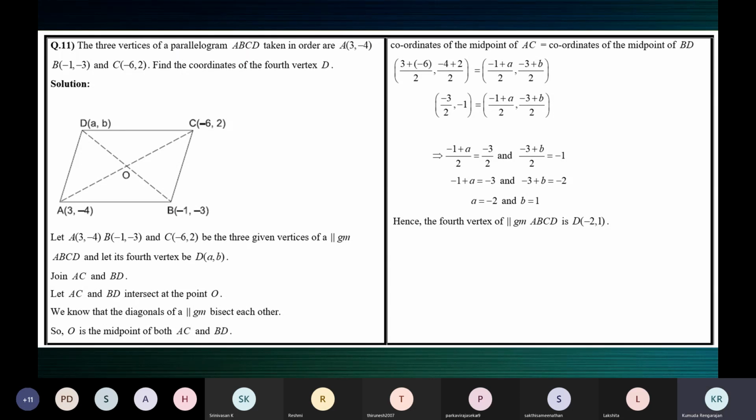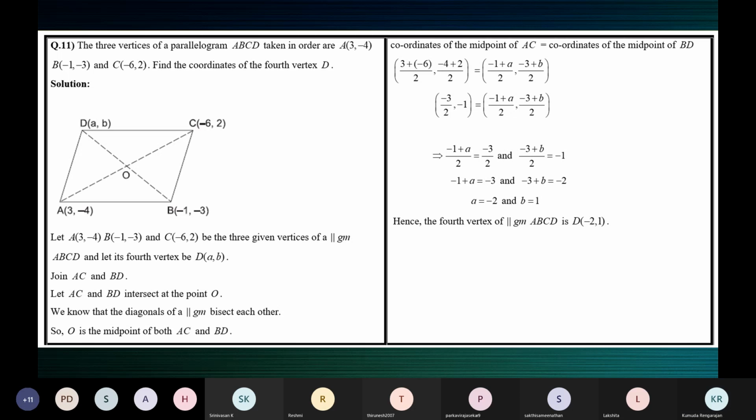Yeah, children. So I was telling you, whether it is a rhombus, rectangle, or a square, all these three are parallelograms. A rhombus is a parallelogram in which all the sides are equal. A rectangle is also a parallelogram. See, a parallelogram is a quadrilateral in which both the pairs of opposite sides are parallel.